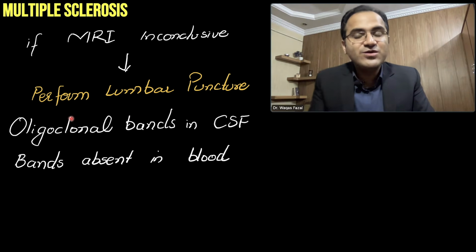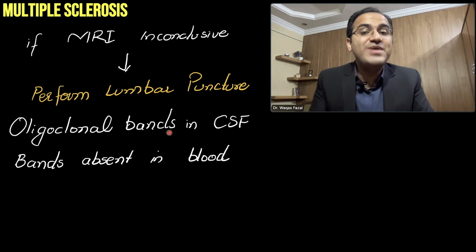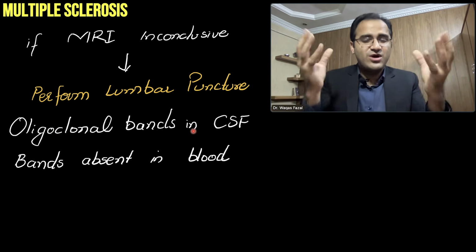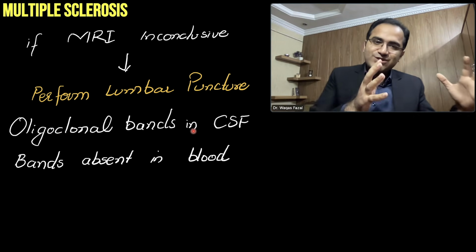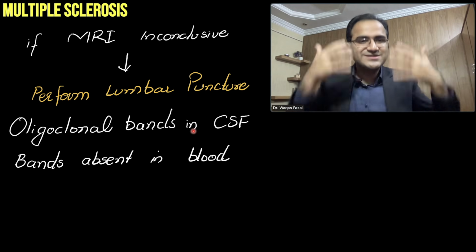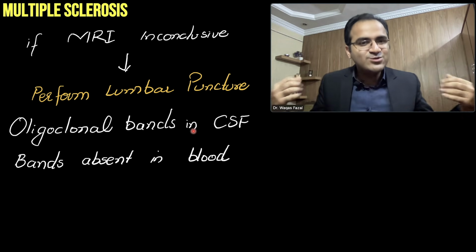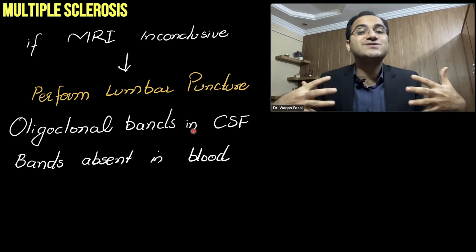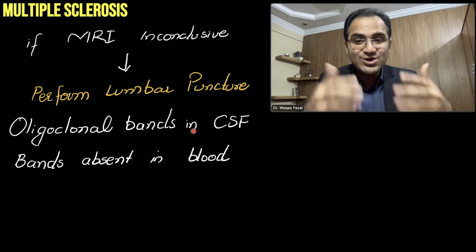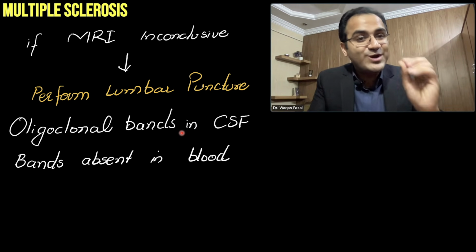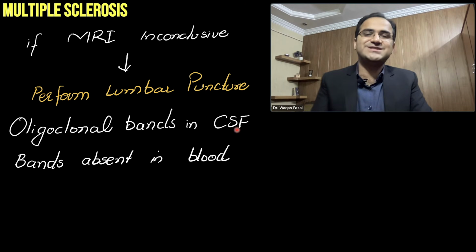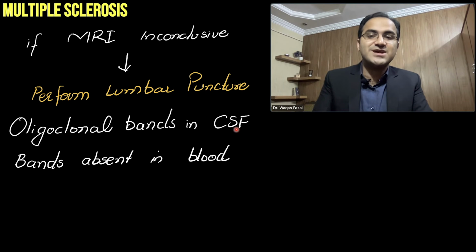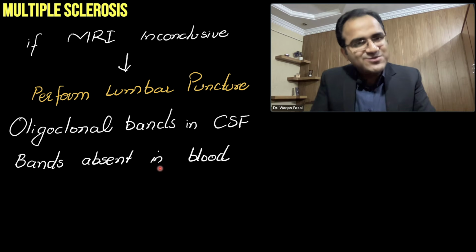On lumbar puncture, what you will find is oligoclonal bands of antibodies. Oligoclonal bands are basically antibodies. As I said, multiple sclerosis is an autoimmune disease that affects the CNS. So the immune system will be producing antibodies, and those antibodies will be present in the CNS. So oligoclonal bands of IgG antibodies will be present in the CSF. It is suggestive that the patient is having multiple sclerosis. But these bands should be absent in blood.